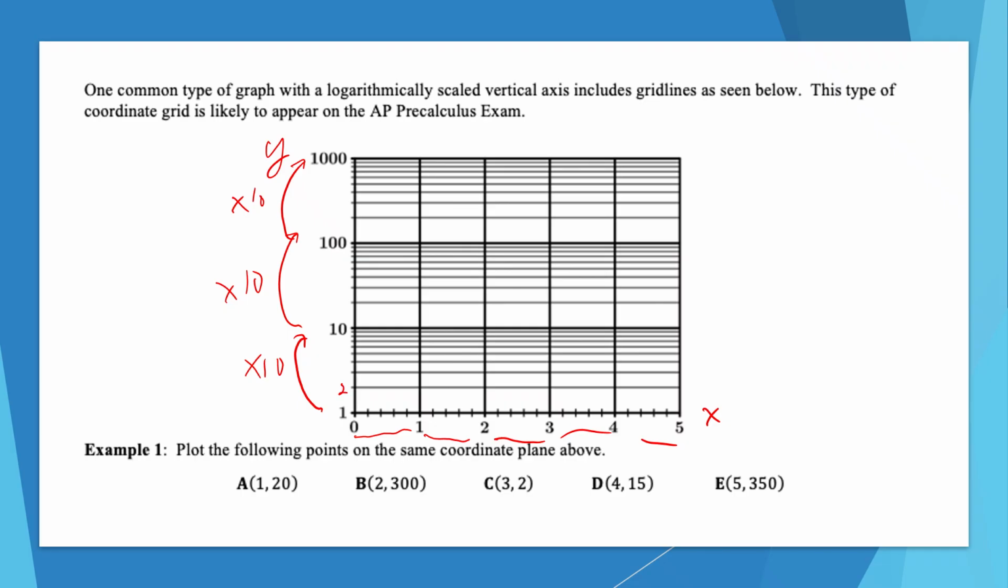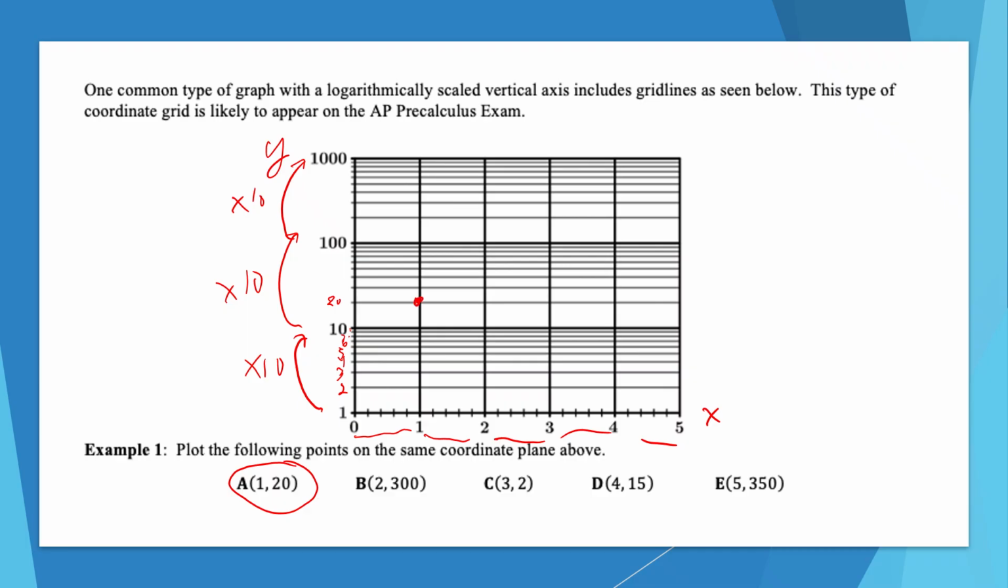This is 2, 3, 4, 5, 6, 7, 8, 9, 10. And so obviously the closer you get to 10, the higher up you'll be because they want it to be proportional. And so let's plot the following points. 1, 20. So this is going to be 1 as our x variable, so right here. And then 20, 10 is right here.